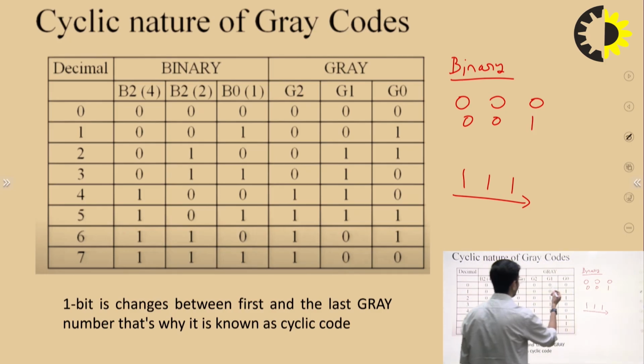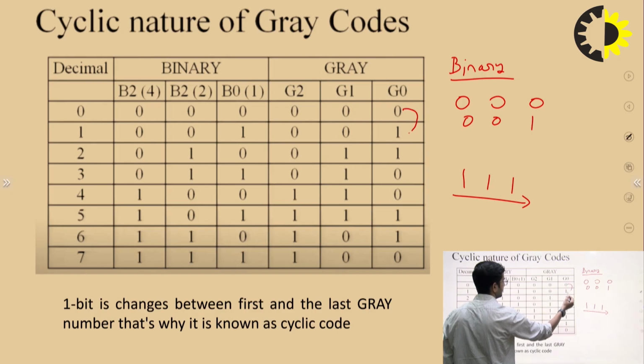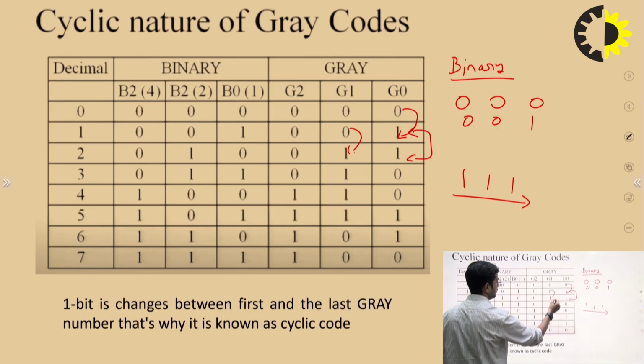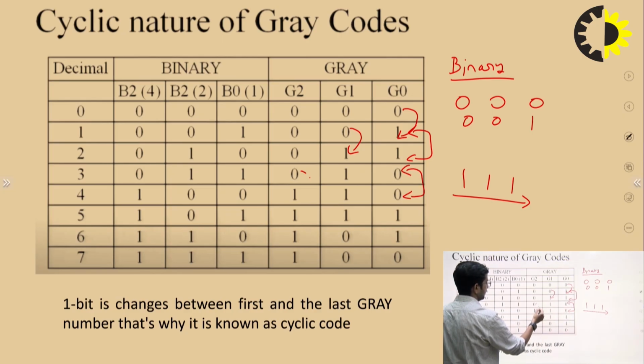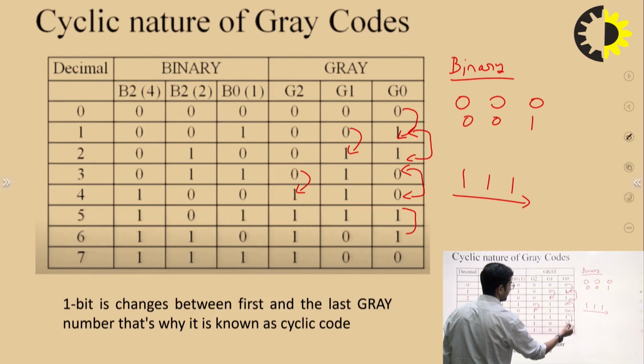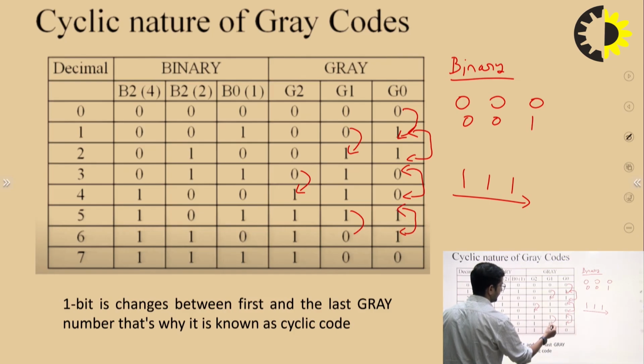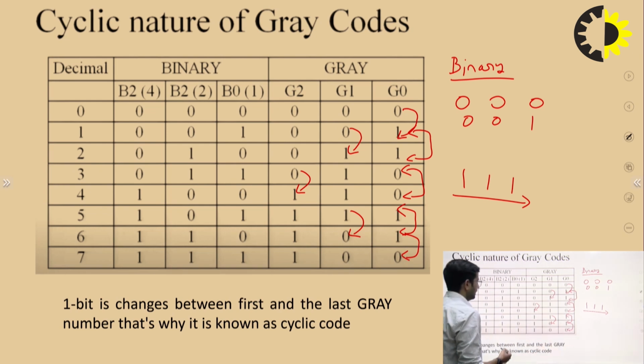Like here we can see that from 000 to 001, only 1 bit will change. From here to here, again only 1 bit will change, 0 to 1, the rest are the same. From here to here, again only 1 bit is changed. From these two, again only 1 bit is changed, and again 1 bit is changed. So this is the advantage of gray code over binary code. Whereas in binary code, as we can see, here 2 bits are changed. Here 2 bits are changed.